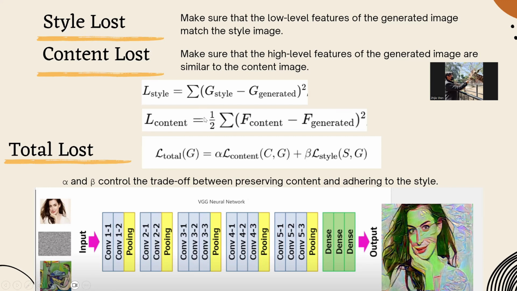By controlling the parameters alpha and beta, we can adjust the balance between the content loss function and the style loss function to generate the final image and gradually improve how it reflects both the content and the style.